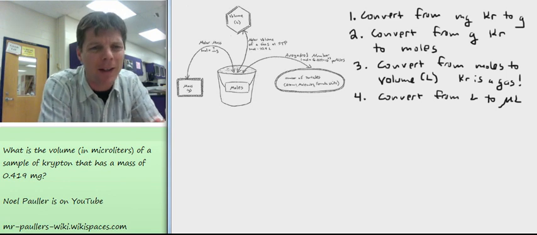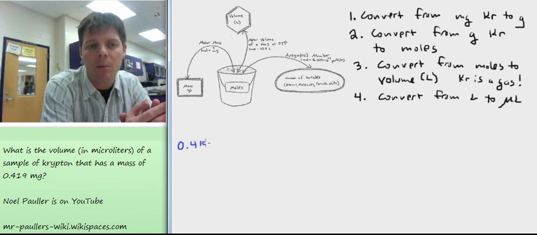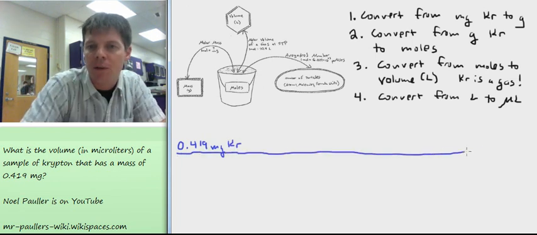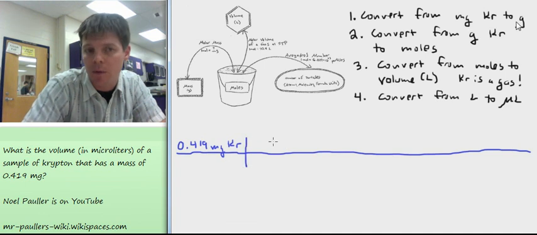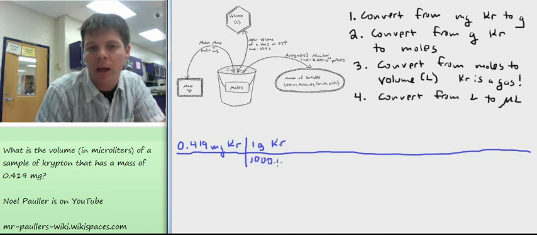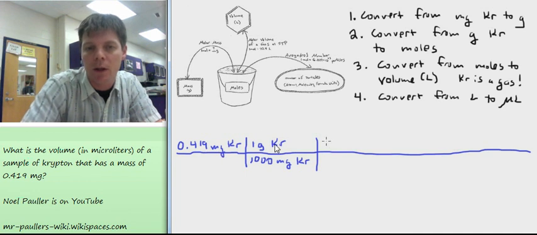So let's take a look at the dimensional analysis that we're going to use to solve this question. I'm starting out with my initial measurement, 0.419 milligrams of krypton. Remember, my first step is to convert this from milligrams to grams. So I need to recall the relationship of milligrams and grams. I know that 1 gram of krypton is the same thing as 1,000 milligrams of krypton. So in the first fraction, I'll be able to cancel milligrams of krypton to convert to grams.